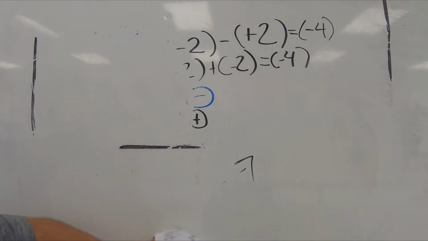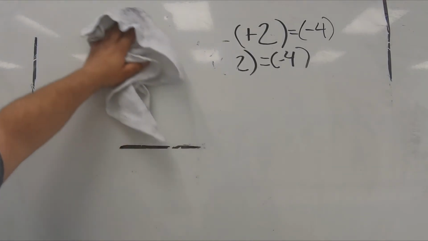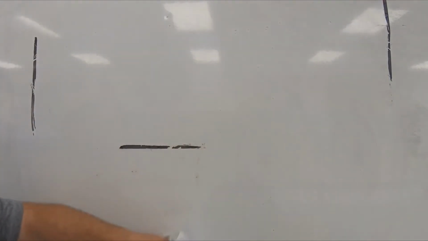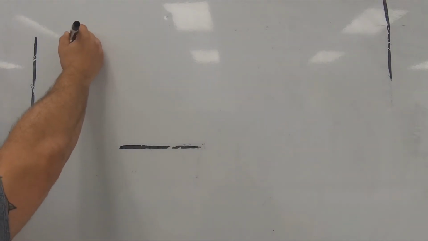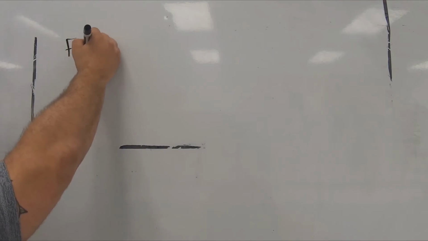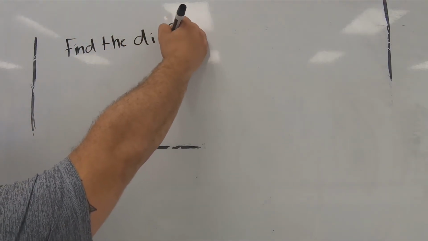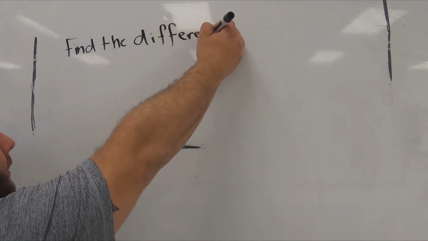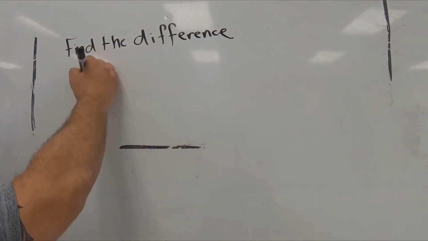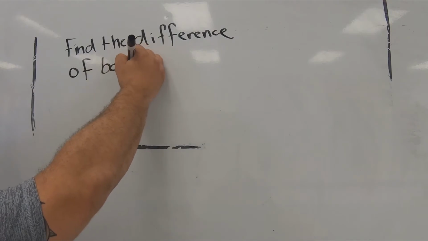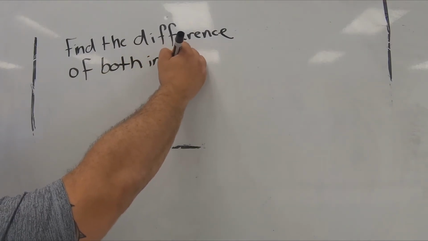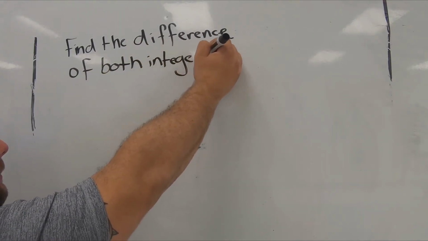I want to talk about one last type of question you're going to see. And you're going to see these ones quite a bit. It's going to say, find the difference. Now remember, difference always refers to subtraction. Find the difference of both integers. So you're going to see these types of questions coming up.